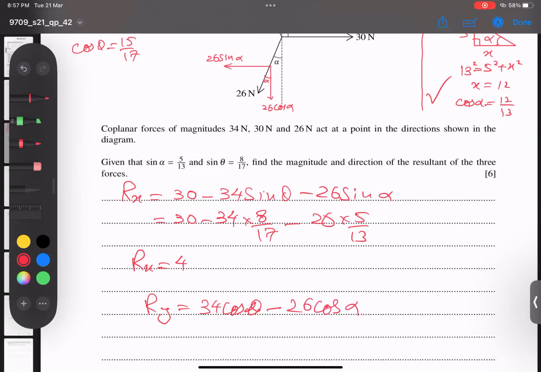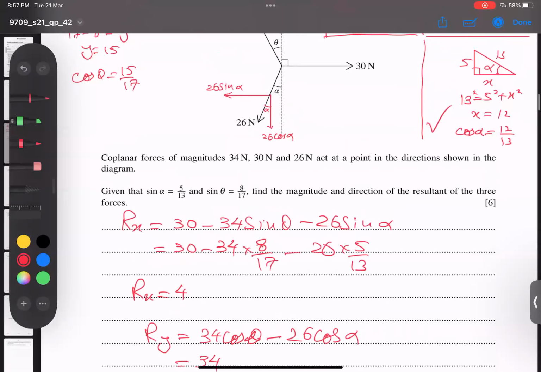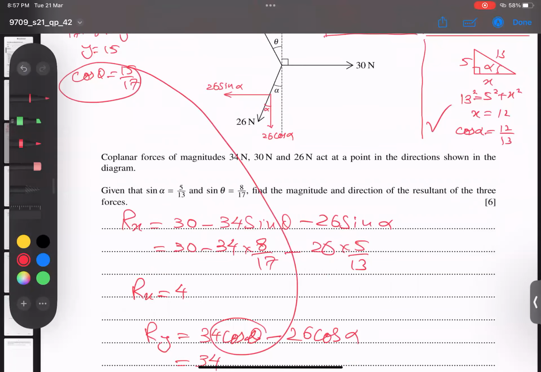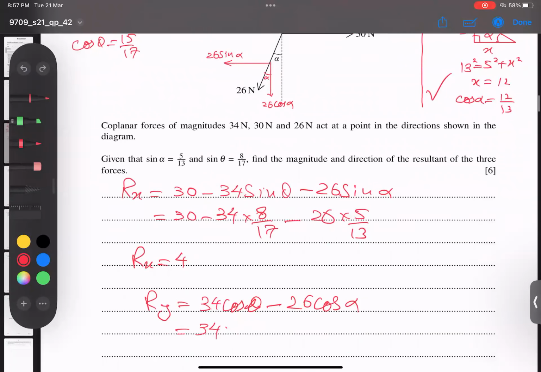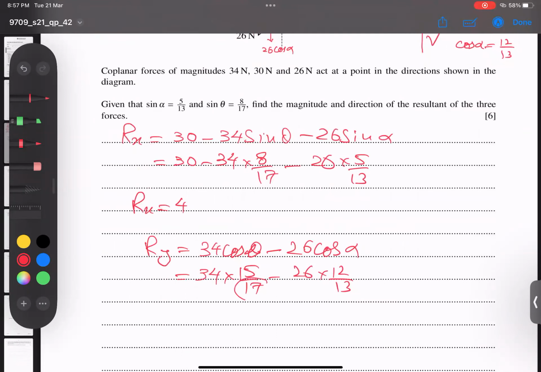Now I'm going to replace the values. First of all, I replace the value of what? The 34 cos theta. What is the cos theta value? You can see that 15 by 17. And what is the cos alpha value? 12 by 13. So you see 17, 17, 2 so 34, 2 is 30. This comes from here, 30.